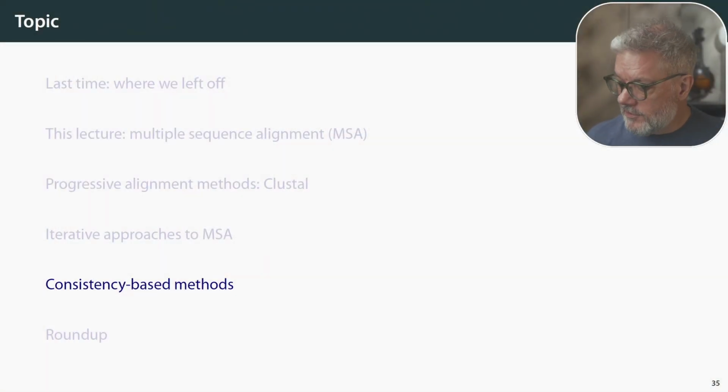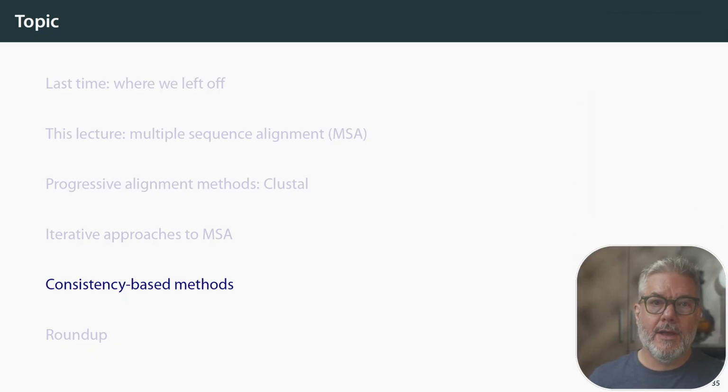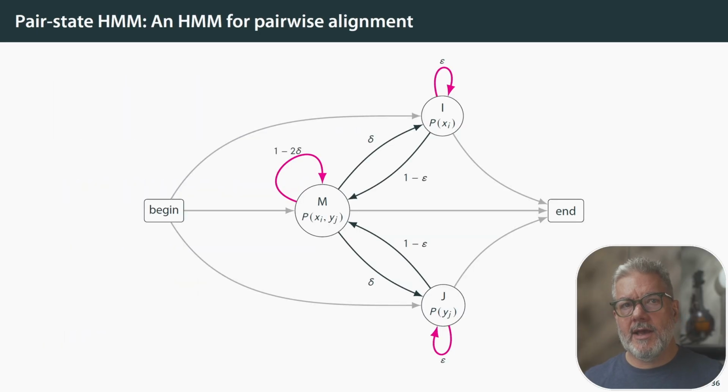Okay, here we have consistency-based methods. I'm going to skip some of these slides, the ones that we've covered in class and that aren't really directly relevant to the questions at hand. But there are some real questions, so let's get to it. Okay, so here we have our pair state HMM.